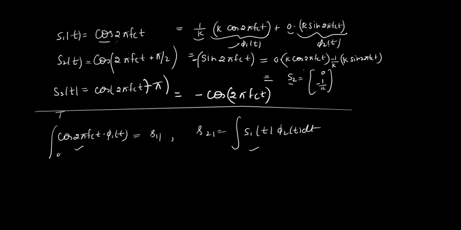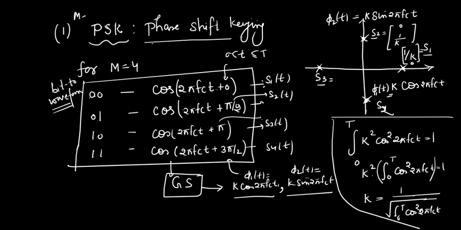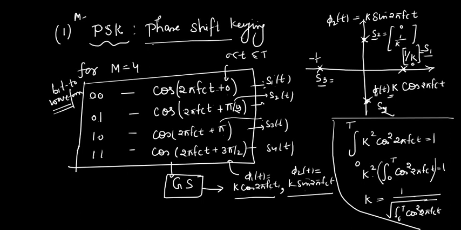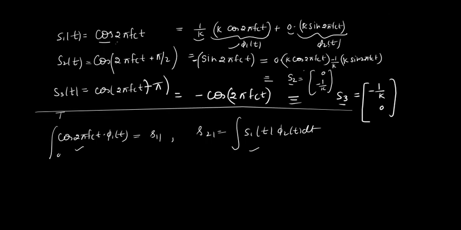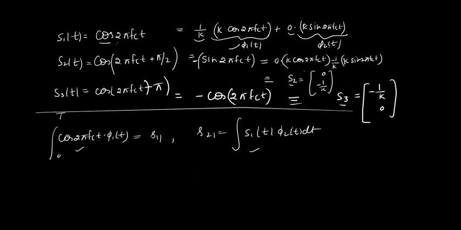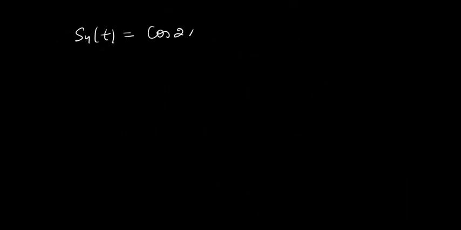So by this logic you can easily write your S3 vector as minus 1 by k comma 0. So, draw it. So, this is your minus 1 by k comma 0, perfectly written. Now, S4, let us see, your S4t is bolo, cos 2 pi f c t plus 3 pi by 2.